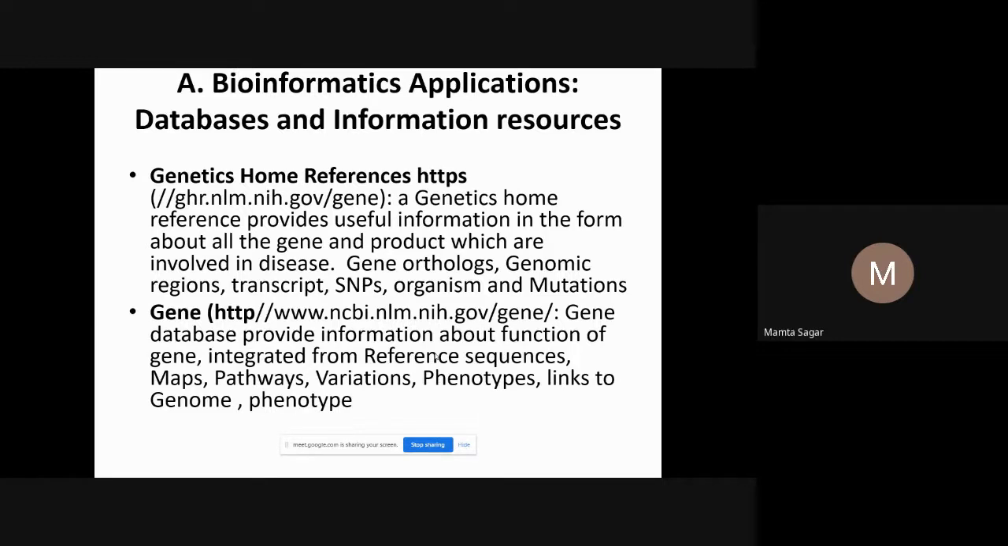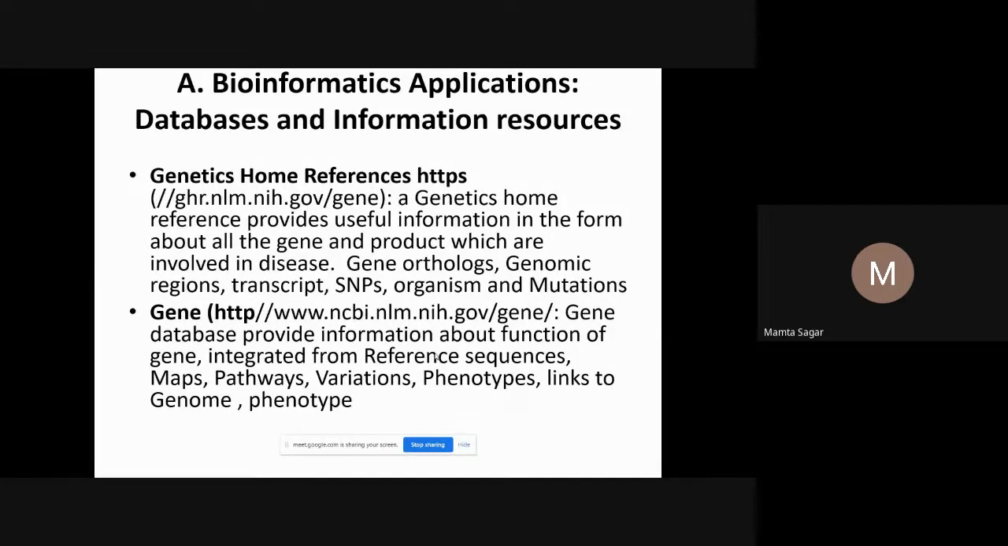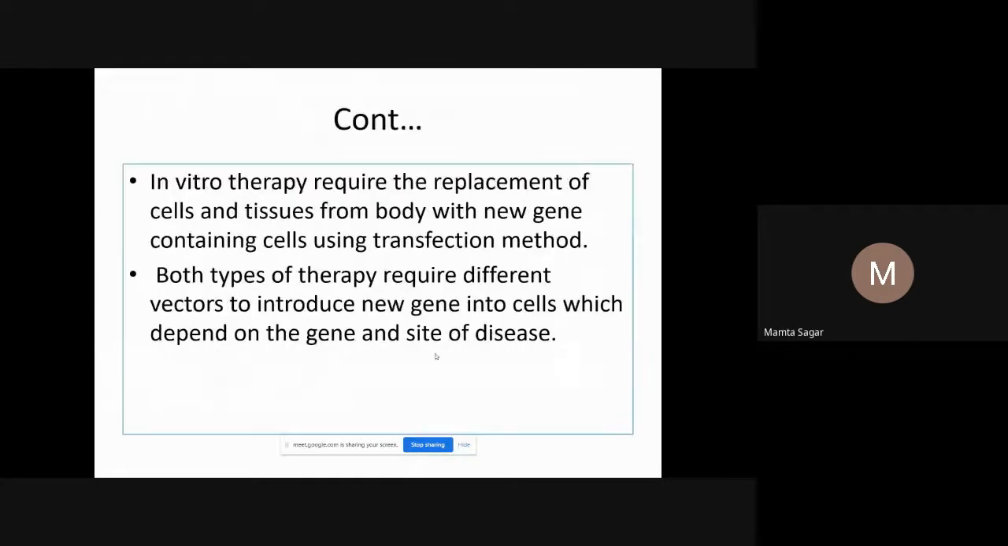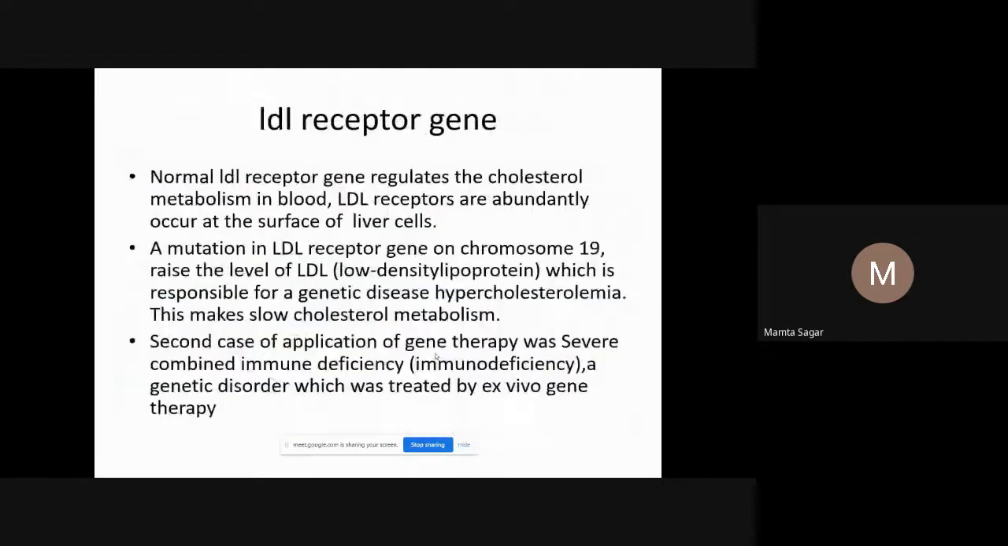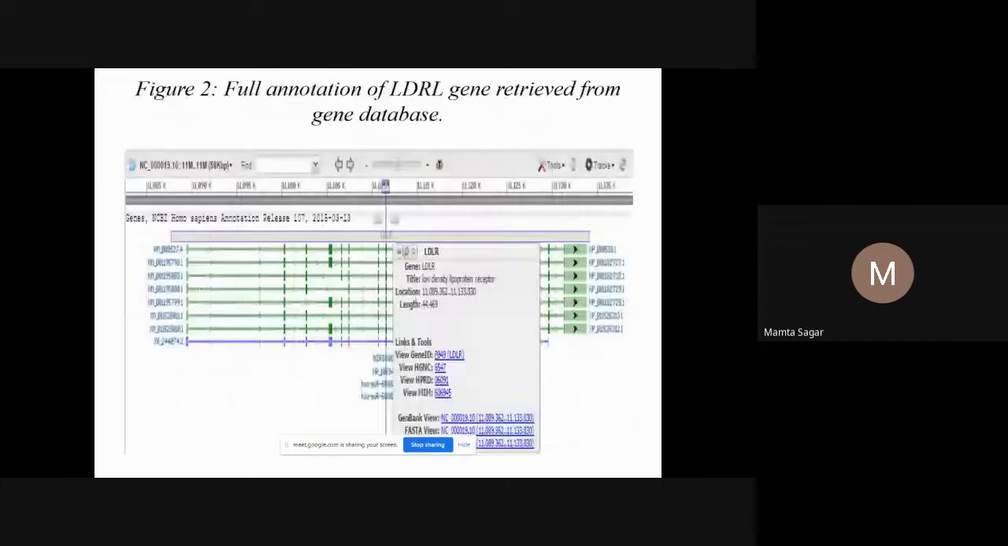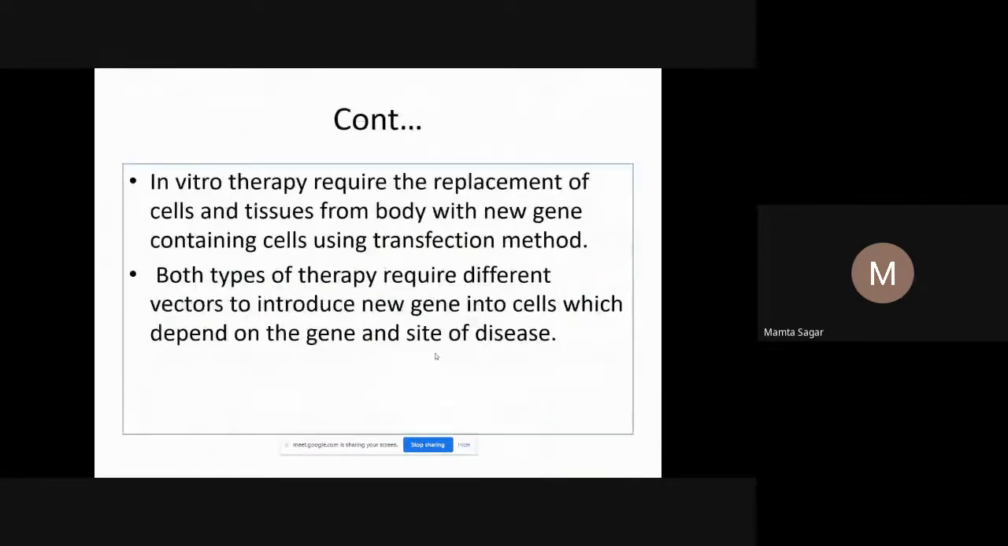SNPs, single nucleotide polymorphism, organism and mutation. So all this information you will get on this database, Genetics Home Reference. You just go and search there about anything, about any SNP, the diseases that we have discussed here. You can search about this DMD gene or any gene.